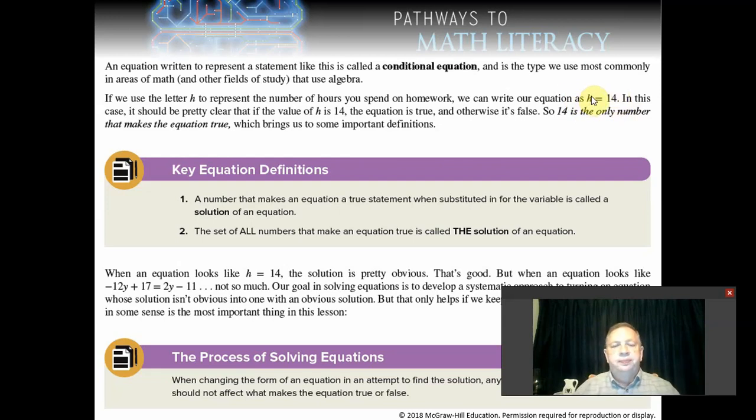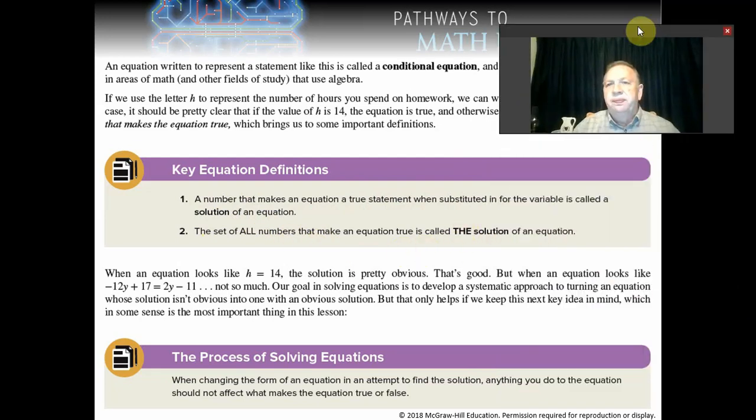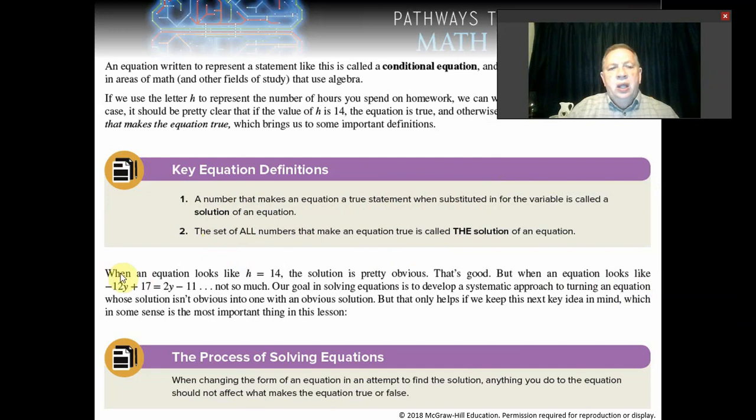A number that makes an equation a true statement when substituted in for the variable is called a solution of an equation. The set of all numbers that make an equation true is called the solution set of the equation. When an equation looks like H is equal to 14, the solution is pretty obvious. H is 14. It's kind of a statement of fact. The only way H is going to work here to make this true is if it's 14, the same as the other side.